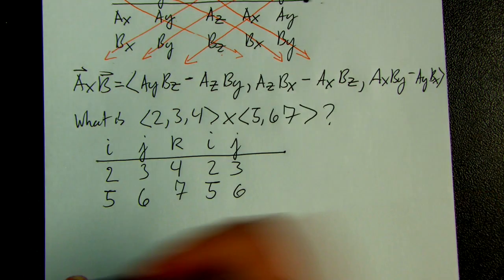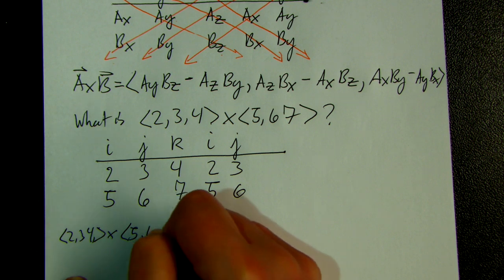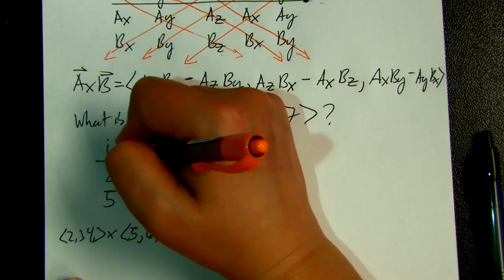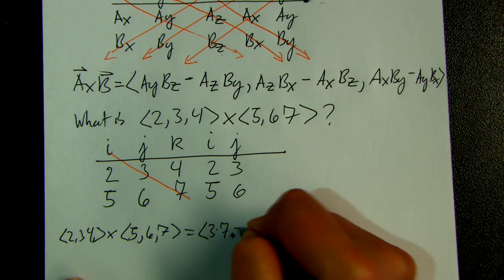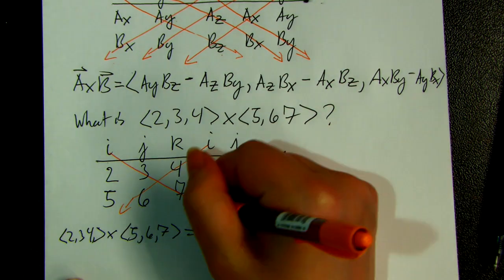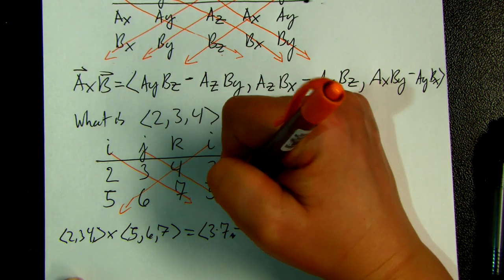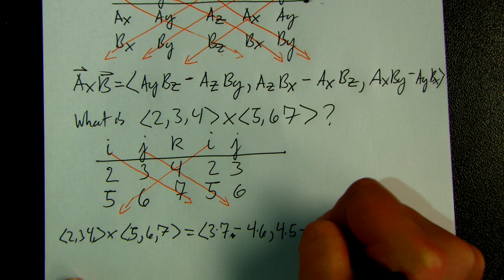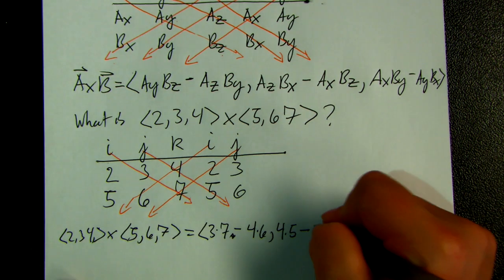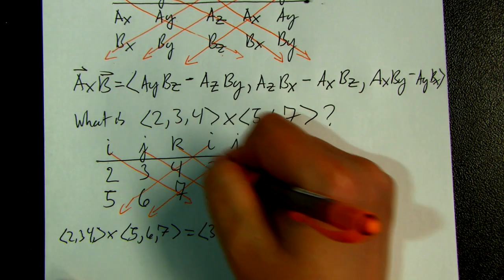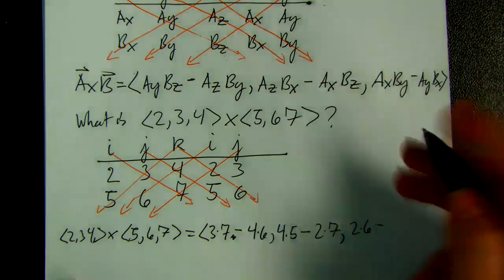So this cross product 2, 3, 4 crossed 5, 6, 7 is equal to 3 times 7 minus 4 times 6, then for y, 4 times 5 minus 2 times 7, 2 times 6 minus 3 times 5.